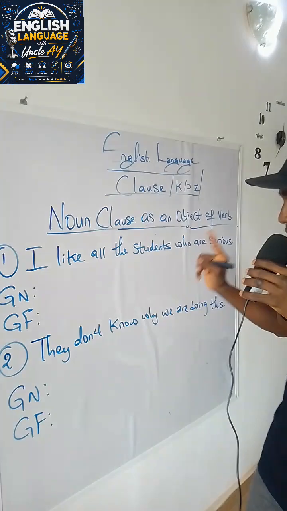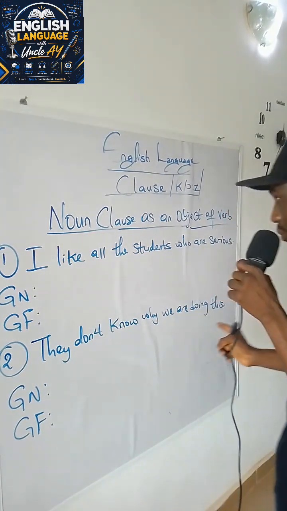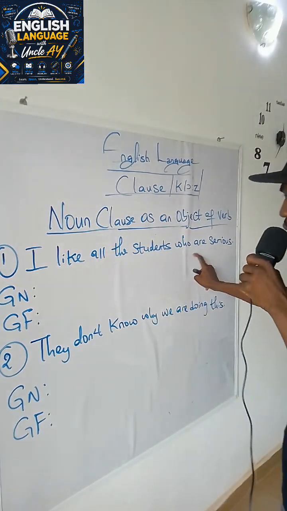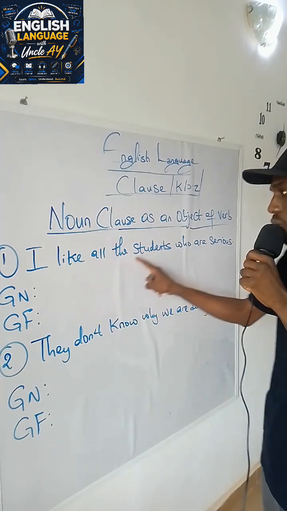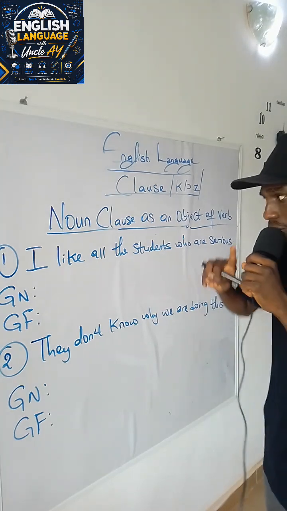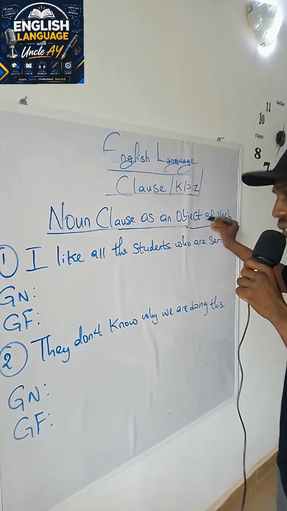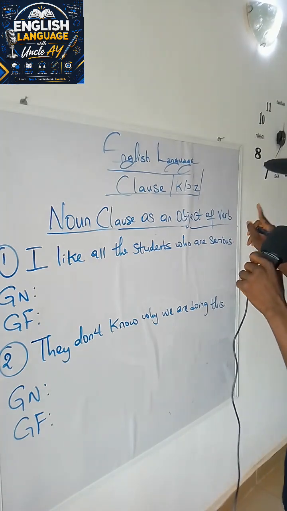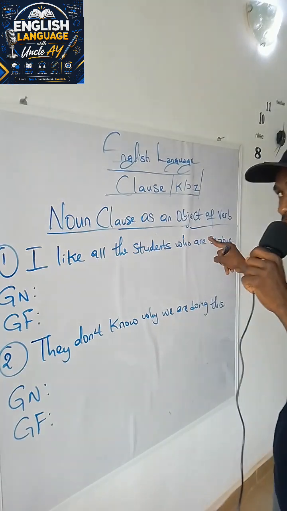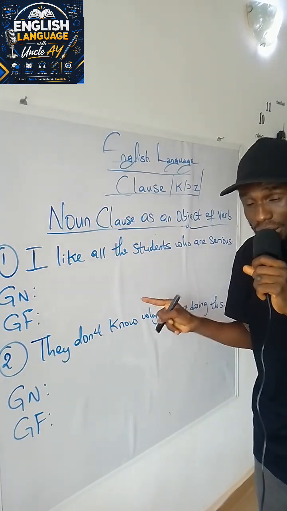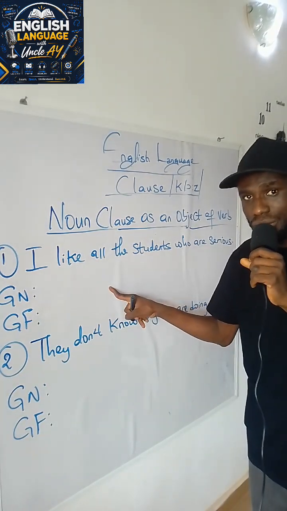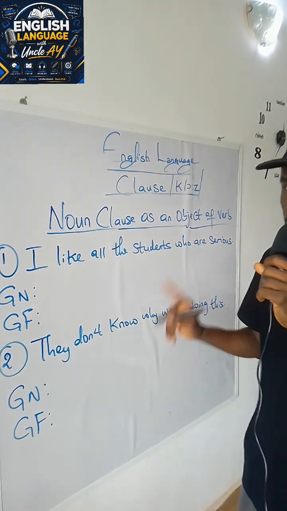So that said, I have questions that have been reeled off on the board. Number one here says, "I like all the students who are serious." So what are we supposed to do here? Now the clue is this: object of the verb. So we're supposed to find out the object of the verb in the sentence, that is, the object that is receiving the action of the verb, and of course put it down here as a grammatical name before we move over to the grammatical function.